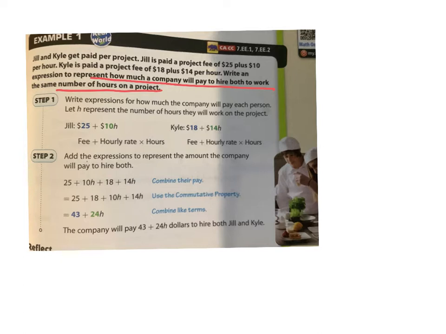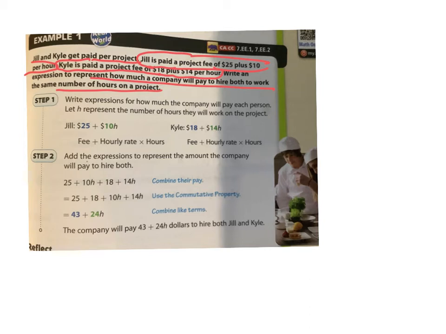Circle the information. Jill gets paid a project fee of $25 plus $10 per hour. So for every hour, she's getting $10 and then $10 again and then $10 again. I shouldn't have made that go past there. There we go. And then Kyle is paid a fee of $18 plus $14 per hour.